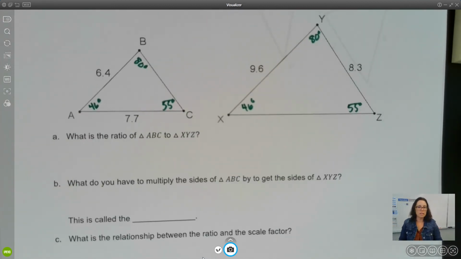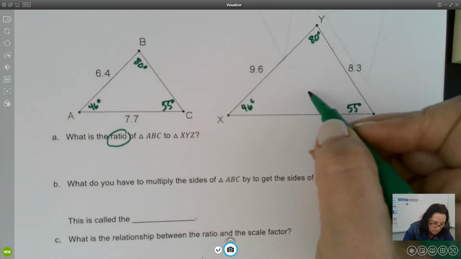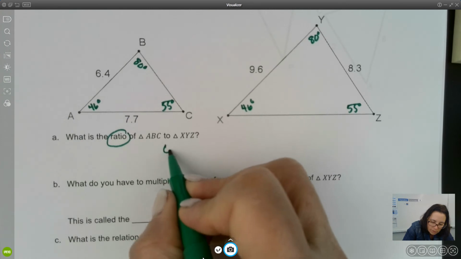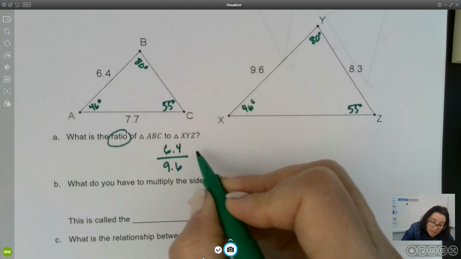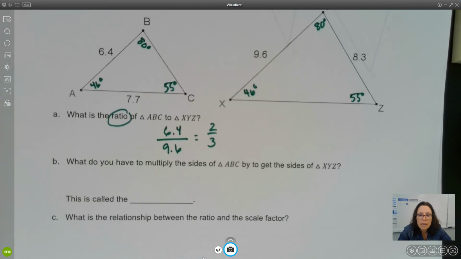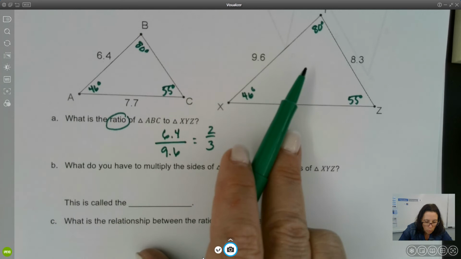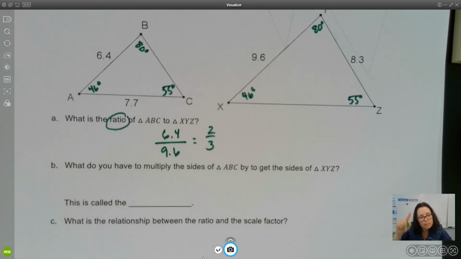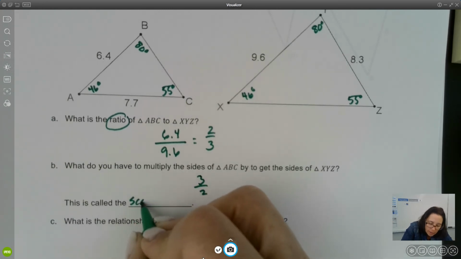It says, what is the ratio of triangle ABC to XYZ? So we're looking for a ratio. This one's the small one, this one's the big one. For ABC, I'm going to take either one of these, 6.4, and put it over its corresponding 9.6. That simplifies to 2/3. What do you have to multiply the sides of triangle ABC by to get to the sides of XYZ? Remember, we're blowing up, so we need a number bigger than 1. Our number is either going to be 2/3 or 3/2. Common sense says that if we're blowing up, it needs to be larger than 1. That is called the scale factor.